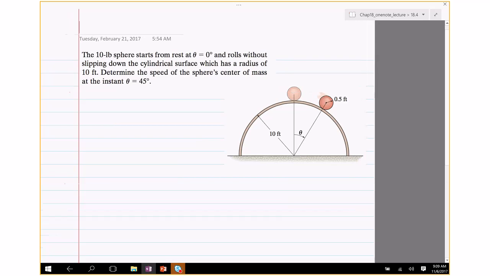Okay, so a 10-pound sphere starts from rest at theta equals 0 degrees. So that's where it starts, and rolls without slipping down a cylindrical surface which has a radius of 10 feet. Determine the speed of the sphere's center of mass at the instant theta is 45 degrees. So when theta is 45 degrees, find the velocity of the center of mass.